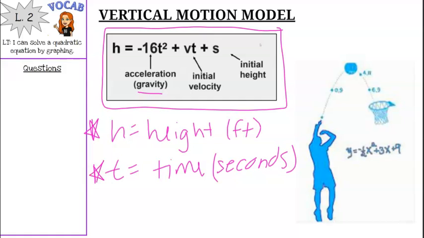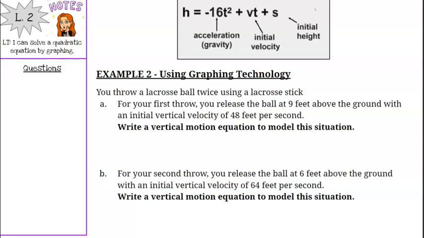So then we have two other variables that we'll have to plug in, which is the initial velocity, so the force behind it. So are you just dropping something, or are you putting some force behind it? And then s is the initial height. Where is it starting off being thrown from? So let's apply this vertical motion model using our example.